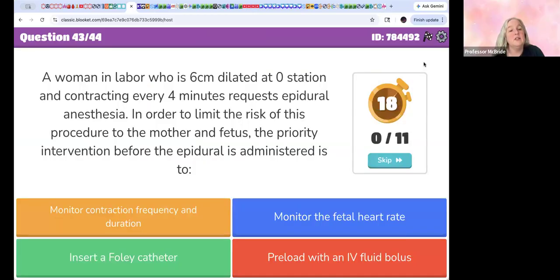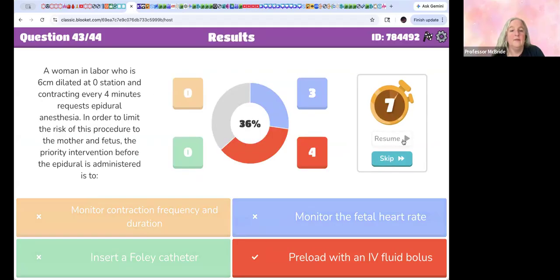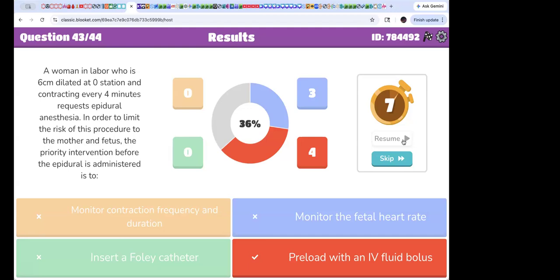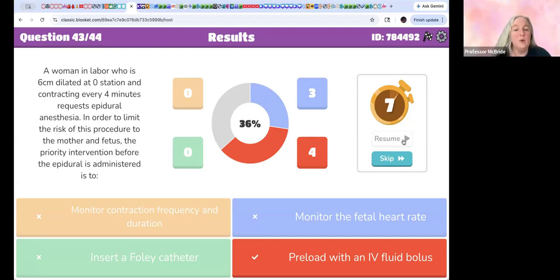And then this one is 6 centimeters, 0 station, contracting every 4 minutes and wants an epidural. In order to limit the risk of this procedure, the priority intervention is to do what? Okay. So do you guys remember what we talked about with what can happen with an epidural with the mom's blood pressure? Hypotension. So we preload with the IV fluid bolus to help support her blood pressure.